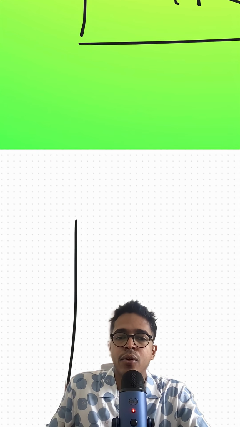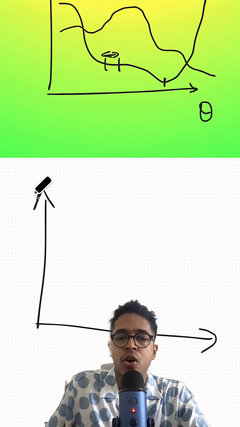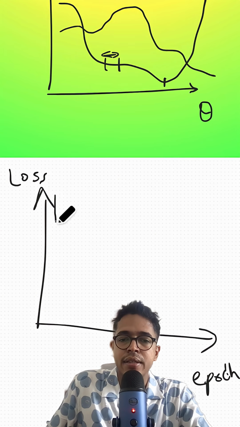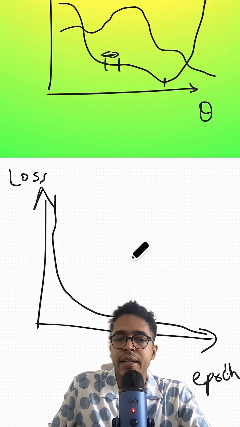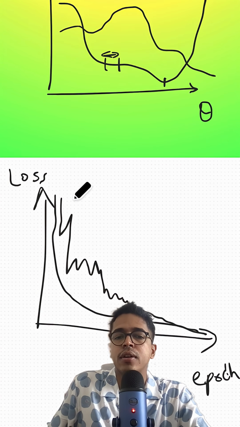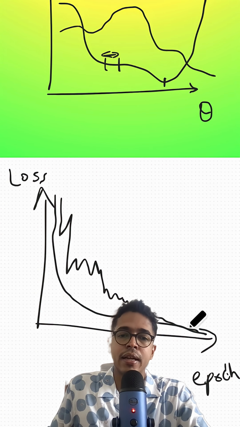And finally, if you look at the plot of how the loss changes with respect to epochs, in vanilla gradient descent it will look very smooth. It will gradually decrease. But in stochastic gradient descent, it can sometimes increase and it will be very rough, but it is very unlikely that it will get stuck in the local minima.